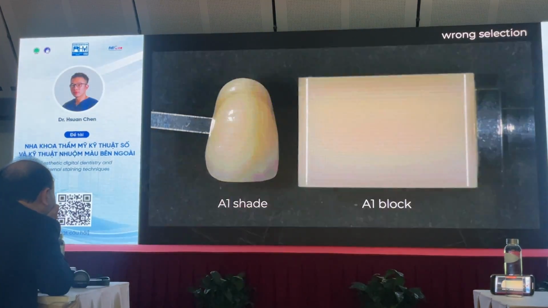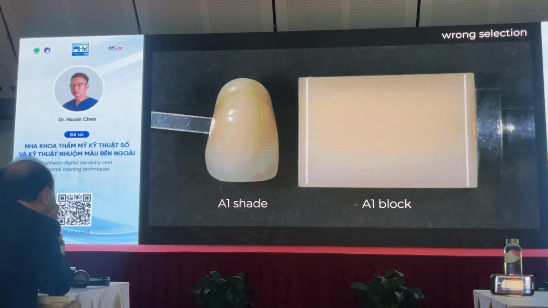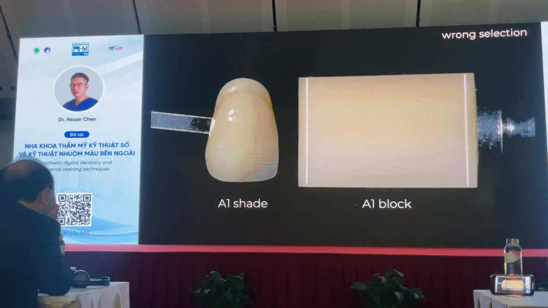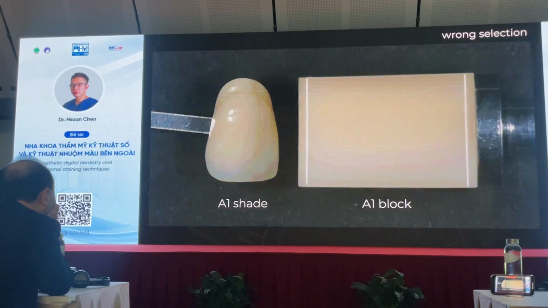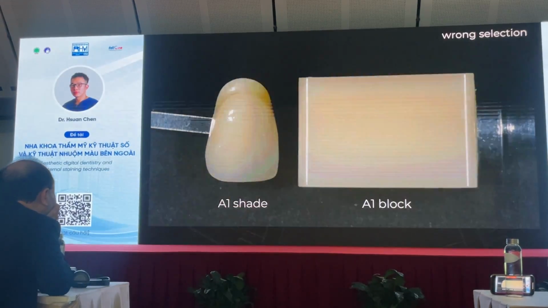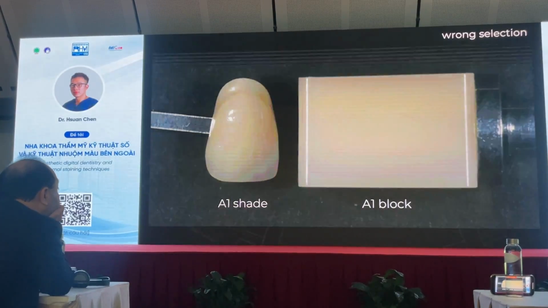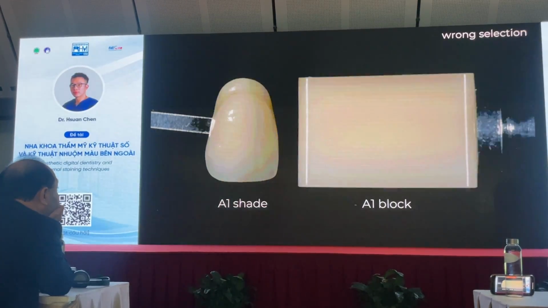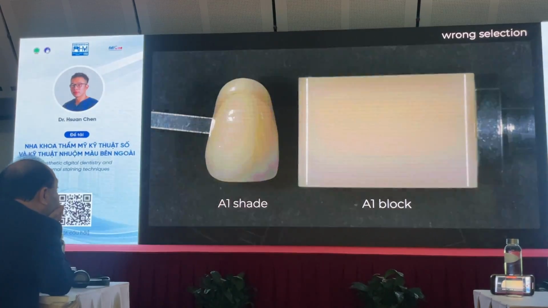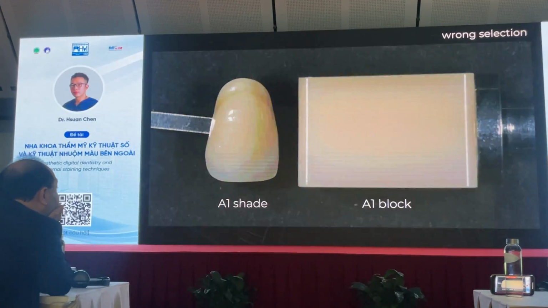Now, a lot of the times, if we have a shade tab like this, so we have an A1 shade tab, and if you go to your lab, so by the way, the things I'm talking about today is chairside, yes, but most of the labs are doing the same thing, right? More and more labs are becoming more digital because the lab technicians don't want to be spending time doing layering. They want to use machines to mill.